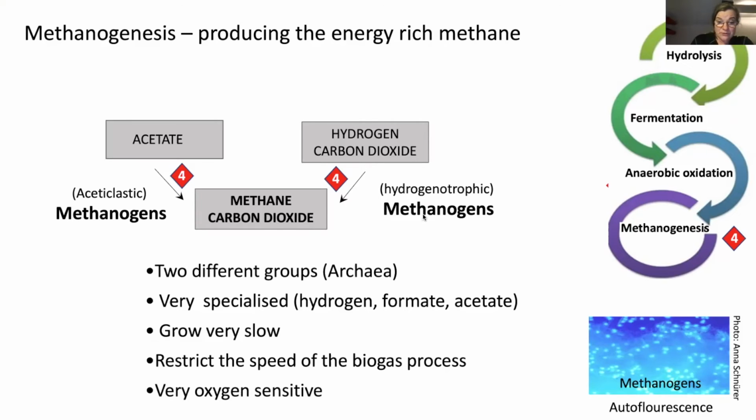We have these two different groups of archaea. They are quite specialized. They use almost only hydrogen, formate, and acetate, and very few other compounds I have not listed here. They grow extremely slowly. They can restrict the speed of the biogas process because they grow so slowly, and they are very, very oxygen sensitive. Here's a picture. They have an autofluorescence. You can recognize them in a microscope as these light spots here.